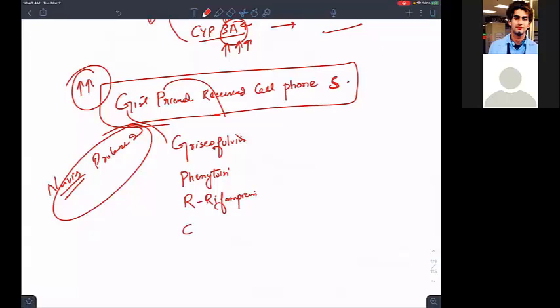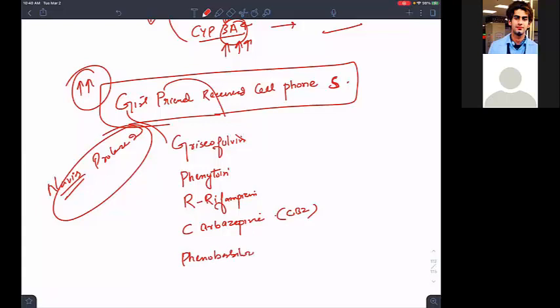What else? C is carbamazepine. It is the drug of choice for trigeminal neuralgia. Favorite of neurology. Carbamazepine, CBZ we write in the brackets. What else? P for phenobarbital.